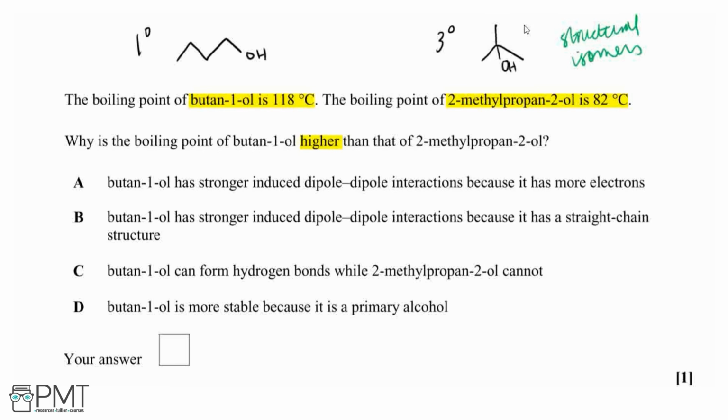And we know from our reactions of alcohols, for example, the oxidation, that tertiary alcohols are much more stable than primary alcohols, and that tertiary alcohols will be oxidized. Therefore, the reason that butan-1-ol has got a high boiling point is because it's a straight chain structure. Therefore, it's got stronger induced dipole-dipole interactions because those chains can pack together closer. So your different chains can fit together closer, hence their induced dipole-dipole interactions are stronger. Therefore, our answer is going to be B.